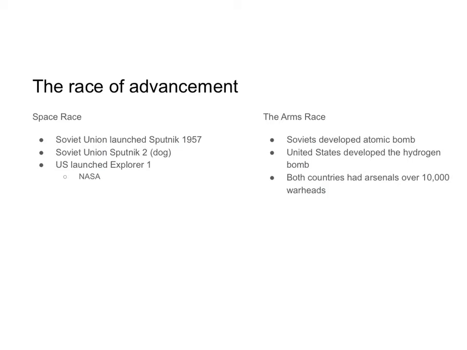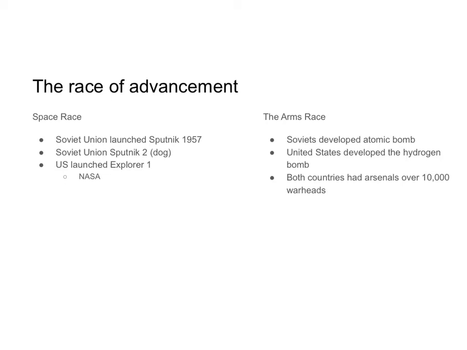The race of advancement between the United States and the Soviet Union was a race to see who could advance further faster. And this happened in two areas: the space race, who could enter into space and orbit first, and the arms race, who could build bigger and more destructive nuclear warheads.